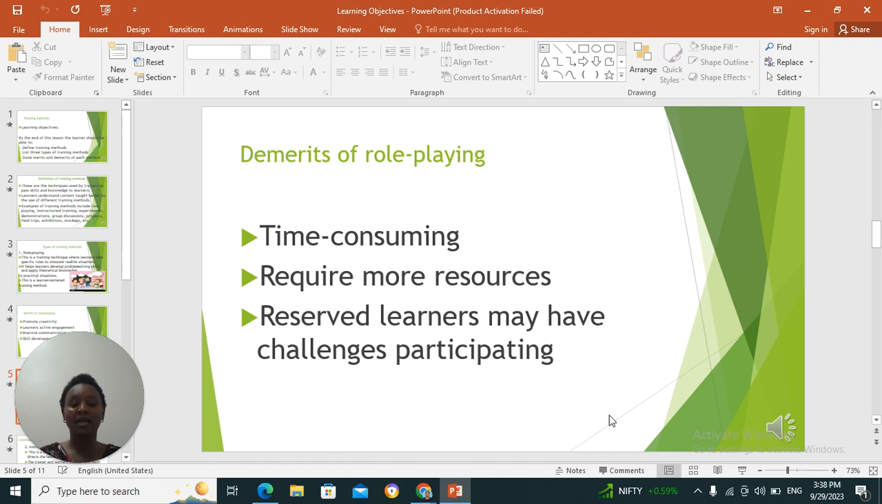Then another disadvantage is that some of the reserved learners may have challenges participating. In role playing, there are those learners who take the active position and there are those who are just watching. So some of the reserved learners will not participate. They are just going to be watching and hide inside the other learners, but they are not going to participate in anything. So those are some of the advantages and disadvantages of role playing.